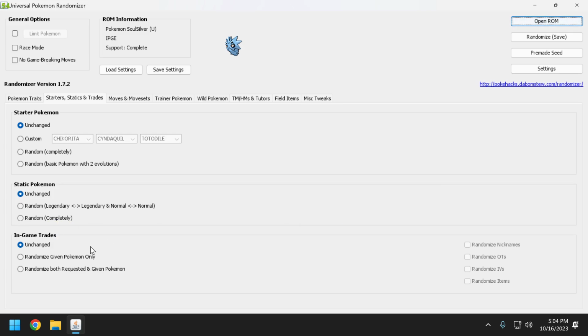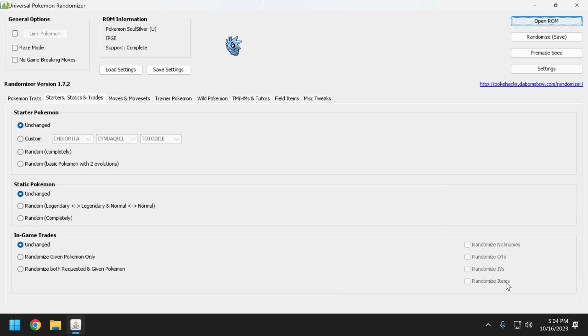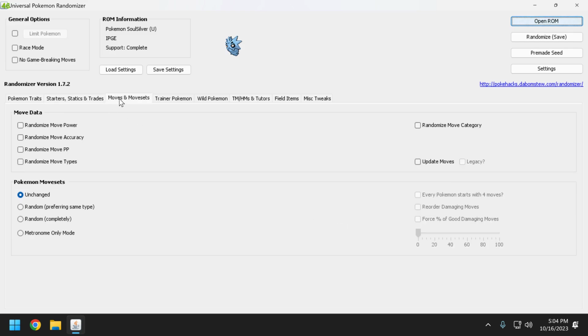Same with in-game trades. So you can randomize the requirements for the Pokemon that's given to you, or you can randomize the requested Pokemon for the trade and the given one. And if you do randomize it, you can randomize the nicknames. You can randomize the trainer names, the IVs, and then the items they're holding as well, which is pretty neat.